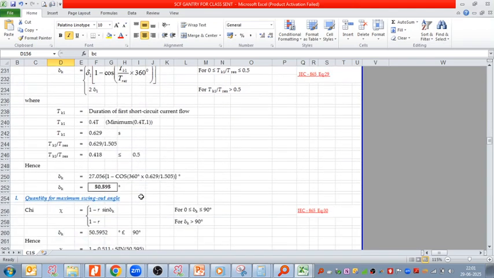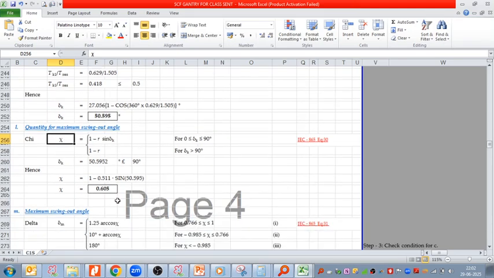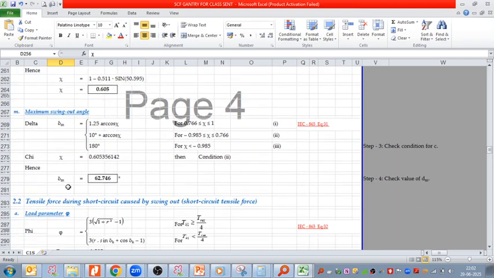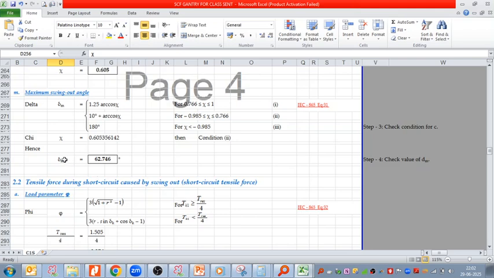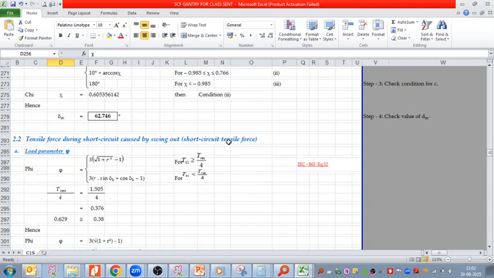the swing out angle, and then how much swinging has occurred, so that swing out displacement distance. Here it is psi, so psi value 0.6 meter displacement occurred, as we discussed that there would be displacement in the conductors. How much displacement occurred, that we are taking, then the swing out angle. Taking that displacement and swing out angle, here we are calculating the short circuit tensile force.